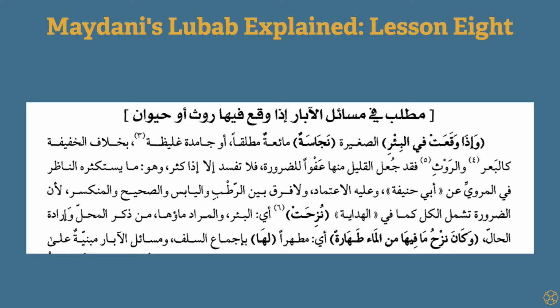So what's the ruling? It says: إذا وقعت في البئر الصغيرة نجاسة مائعة مطلقا أو جامدة غليظة بخلاف الخفيفة. Okay, so if in a small well, so a small body of water, najasa falls in, whether it's any sort of liquid, blood or urine or something, or if it's thick, solid, something thick and solid, بخلاف الخفيفة, as opposed to something that's light, that'll break up easily. So something that's thick and won't break easily, but بخلاف الخفيفة كالبعر والروث, right? Such as al-ba'r.